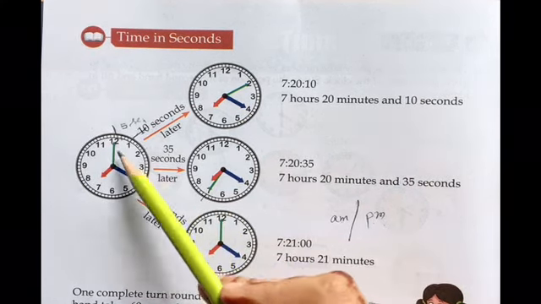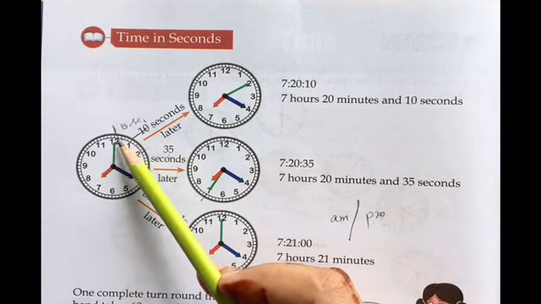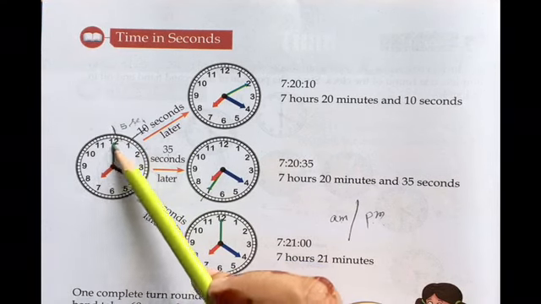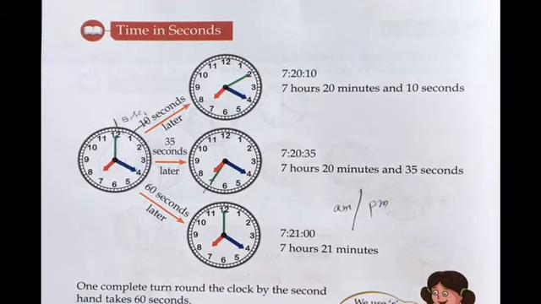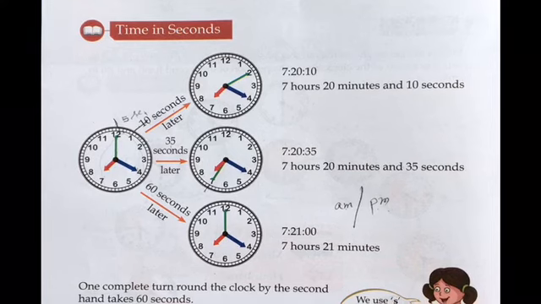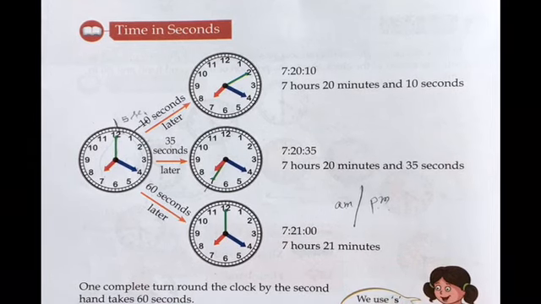And you know that 1 minute has 60 seconds. So after 60 seconds it will come again on the 12. So accordingly you will have to check where your second hand will be after a particular gap.